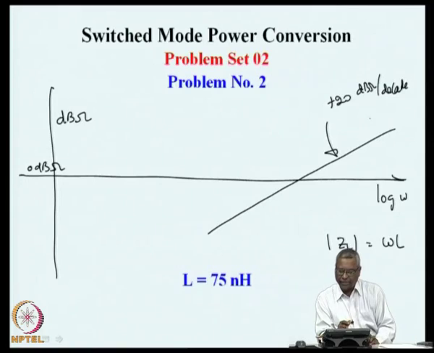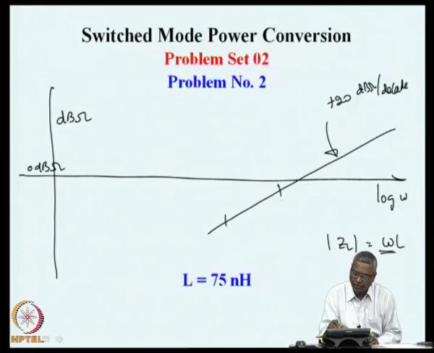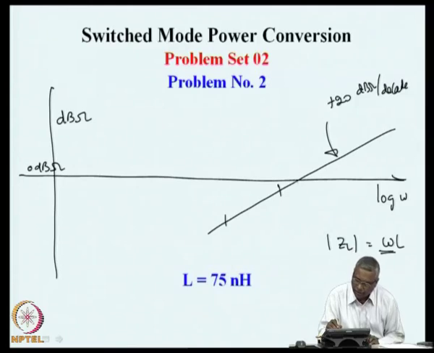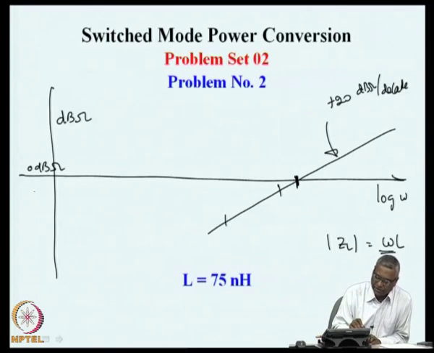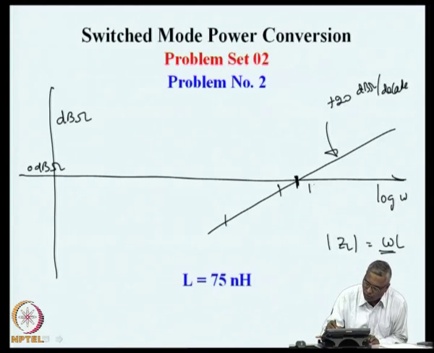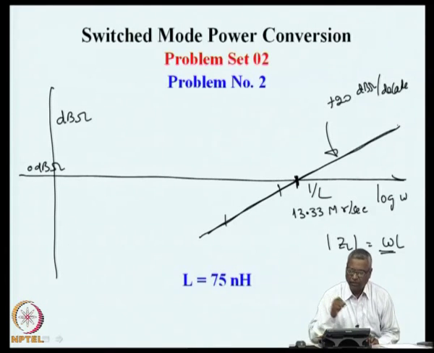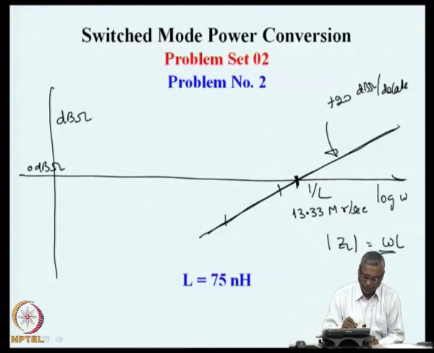What this means is every time the frequency increases by a factor of 10 on this scale, the impedance will increase by 20 dB, and the crossover frequency at which the impedance is 1 ohm or 0 dB ohm is 1 by L. In this particular case, for an L of 75 nanohenry, this will be 13.33 mega radian per second. So, this would be the impedance of L as a function of frequency.